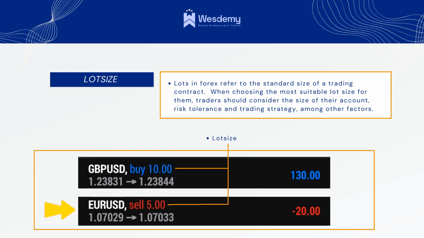Okay. Now the lot size you are using has nothing to do with the loss. You don't say if you use 5 lot size, you'll be in loss, and if you use 10 lot size, you'll be in profit. No, it does not work that way. The lot size is simply the amount of contracts you are buying. It is the quantity of the asset you are trading. That is basically what lot size is.